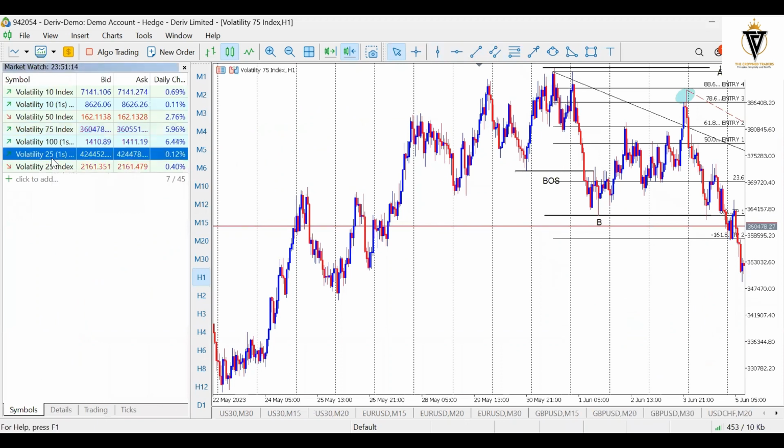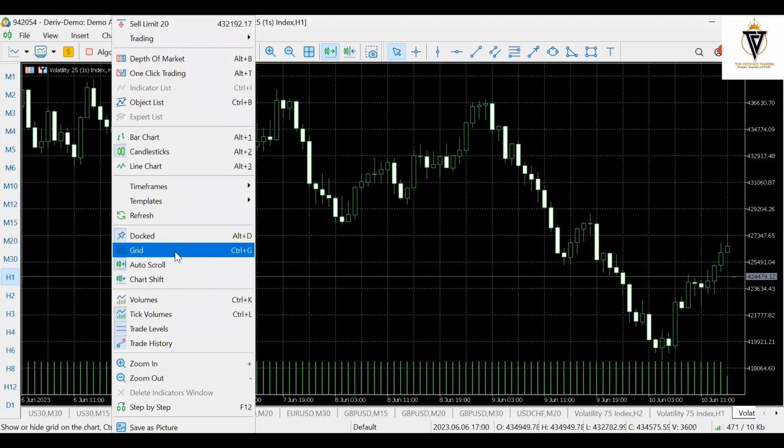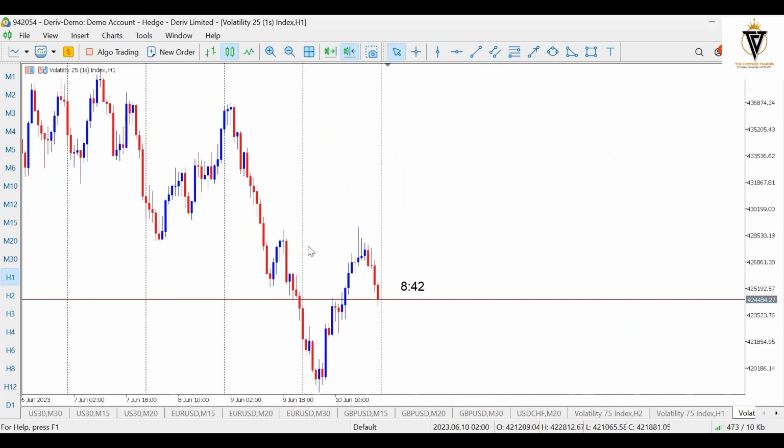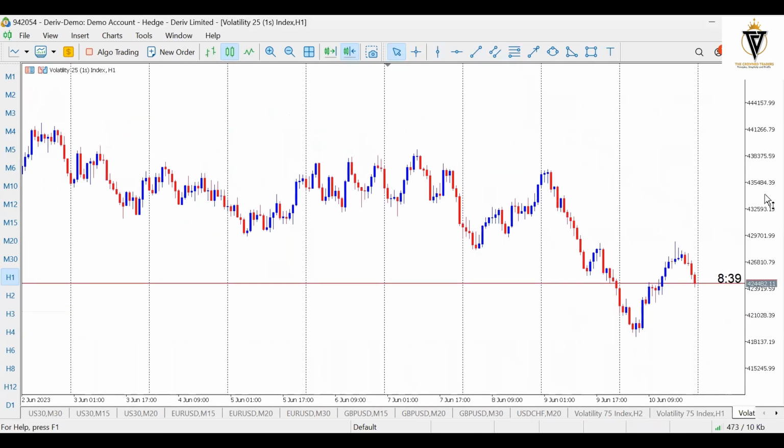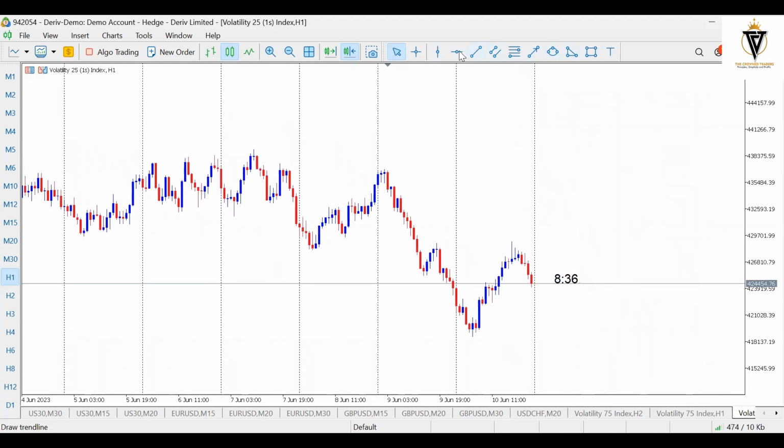Let's check another pair just in case you are not familiar with it. Okay, this is also a bearish scenario. You can see this is a break of structure. Okay, price has confirmed that it is bearish, to the downside. So these are the highs, and these are B. Okay, very clear enough.